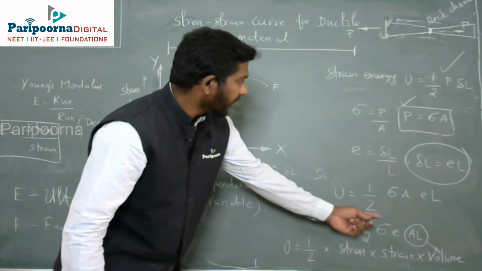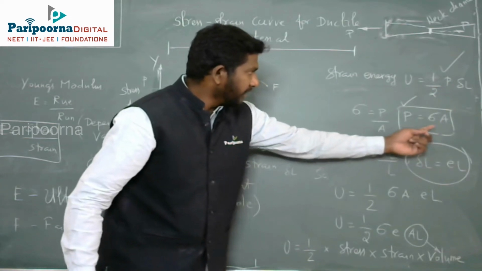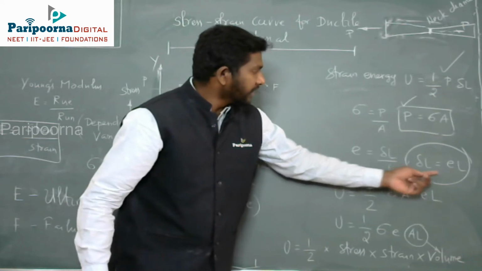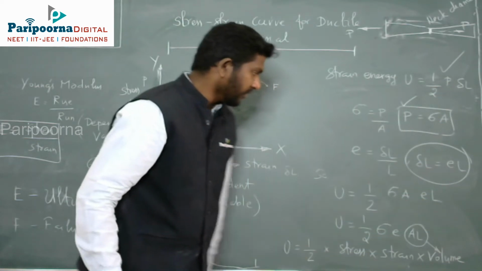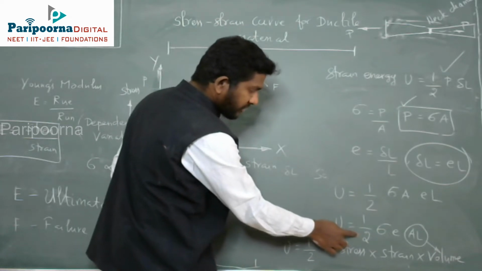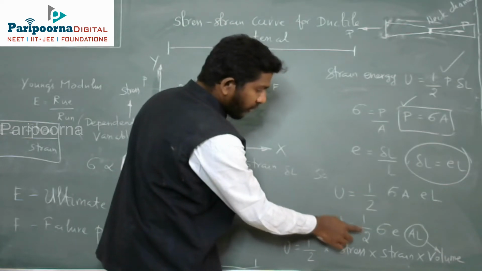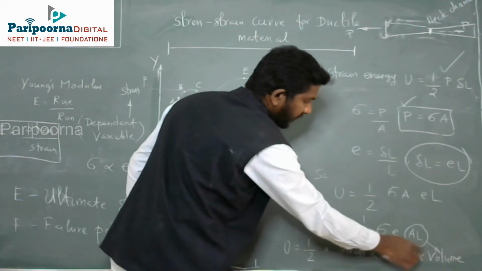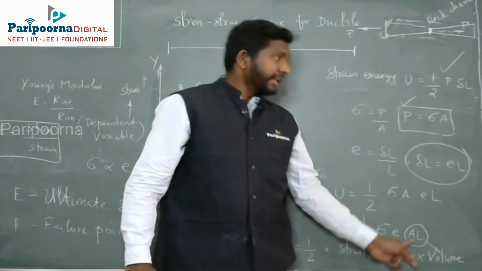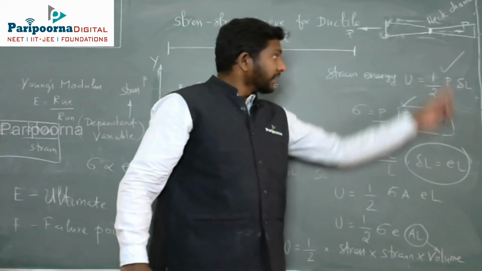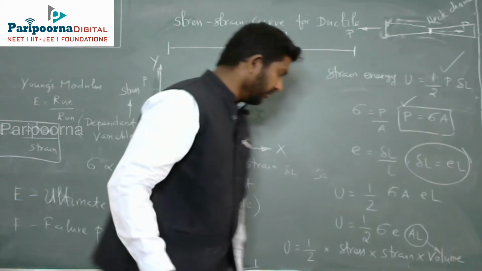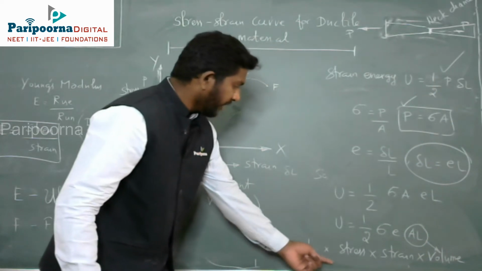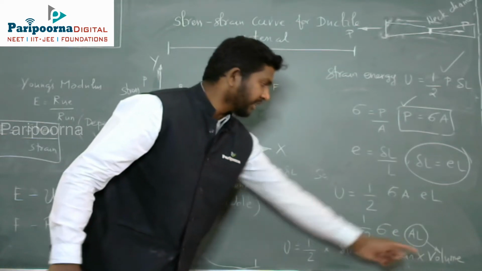This will become 1 by 2. Instead of P, it is sigma times A. Instead of del L, this is strain times L. Now just rearrange this equation. U equal to 1 by 2 sigma, stress, into strain, and A L together. A L is nothing but area of the material and length of the material, which gives volume. Now U equal to 1 by 2 times stress into strain into volume.